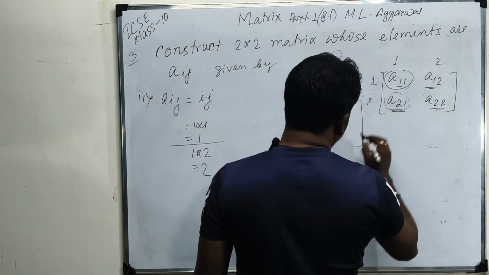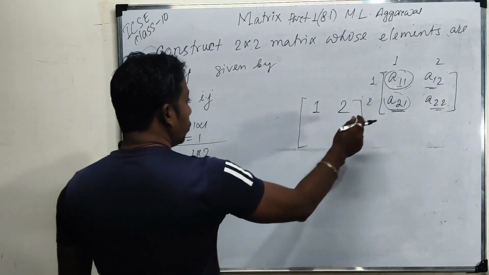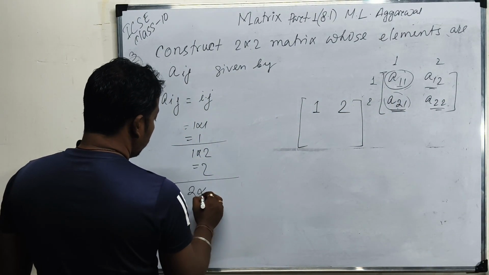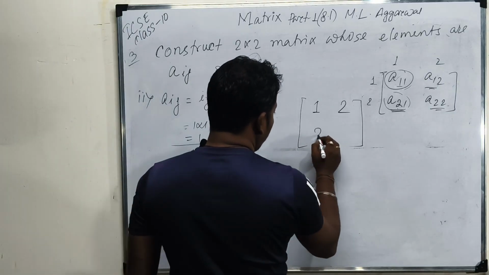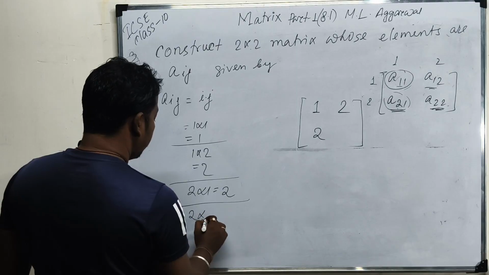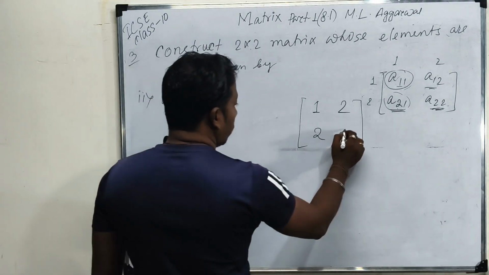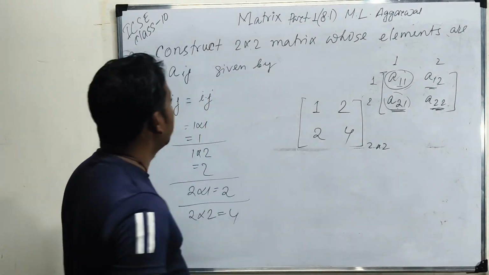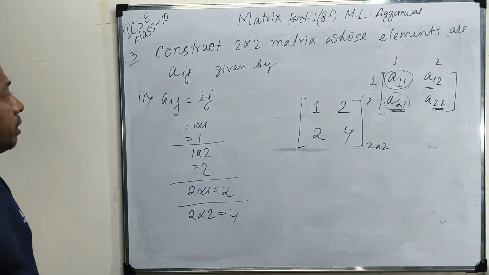Now the position A21 means i equals 2, j equals 1, that is 2 into 1, that is 2, and the position of A22, that is i equals 2 and j equals 2, that is 4. So that is a 2 cross 2 matrix. We can easily find out the values. Construct the matrix when the elements are given.